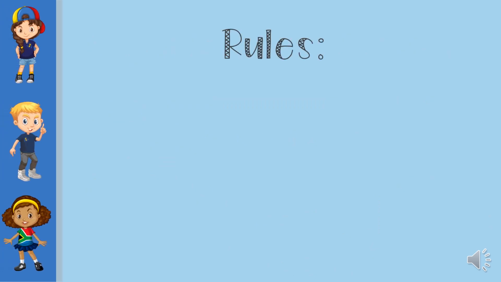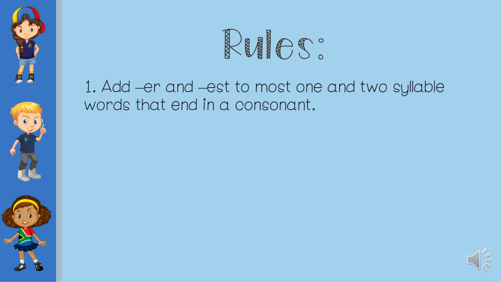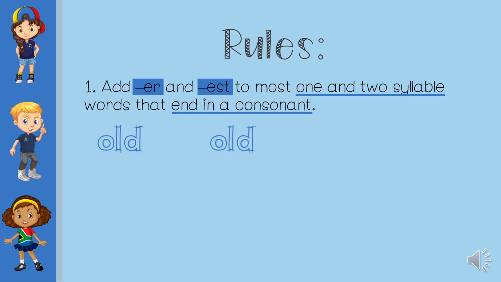Now, we have certain rules we follow when we write the comparative and superlative forms of the adjective. Here are the rules. Rule number 1. We add ER and EST to most 1 and 2 syllable words that end in a consonant. Remember, a consonant in Afrikaans is a medeklinker. For instance, old, older, oldest.